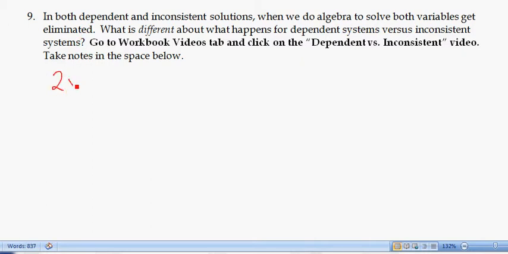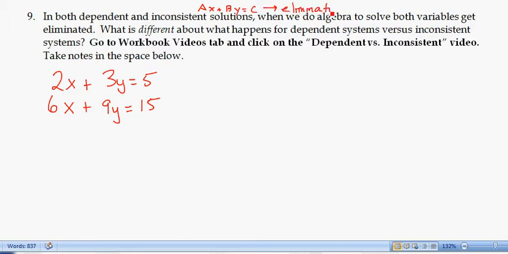So we have, say for example, 2x plus 3y equals 5, and 6x plus 9y equals 15. So this one's in standard form. And if the equation's in standard form, I mean ax plus by equals c, usually elimination is the easier way to solve. Although if you want to do substitution, you can. But I'm going to do elimination.